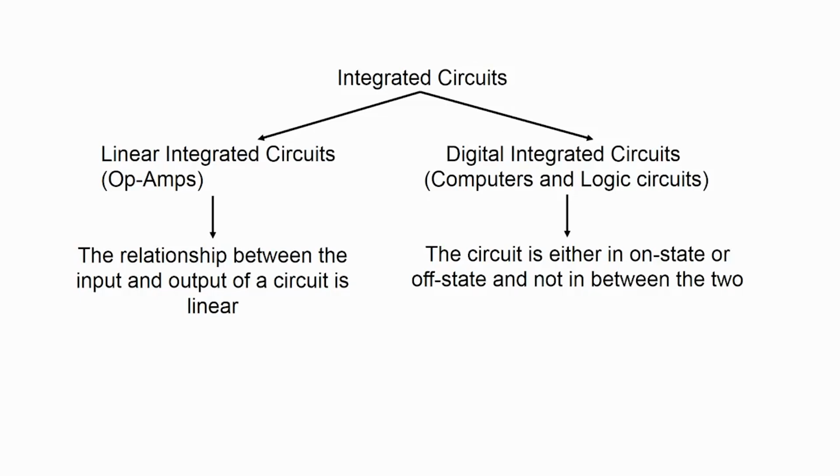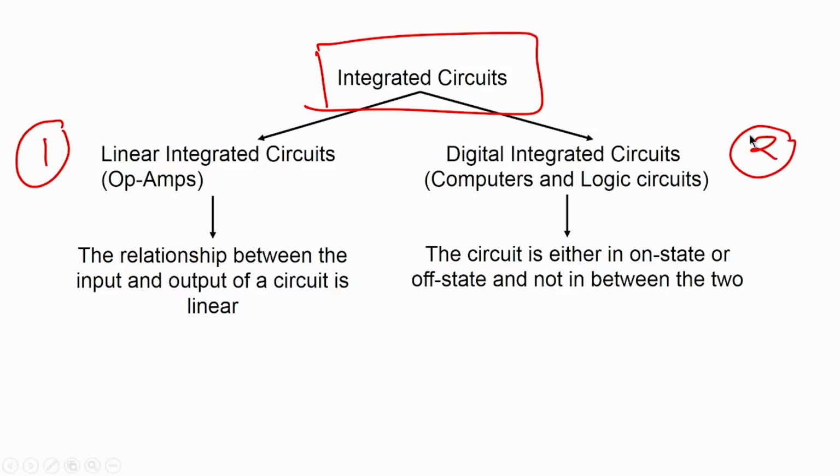What does this integrated circuit do? Basically, we can divide integrated circuits into two parts. Part number one is linear integrated circuits, and the second part is digital integrated circuits. What are linear integrated circuits? Examples are operational amplifiers, or op amps, and that we will study.